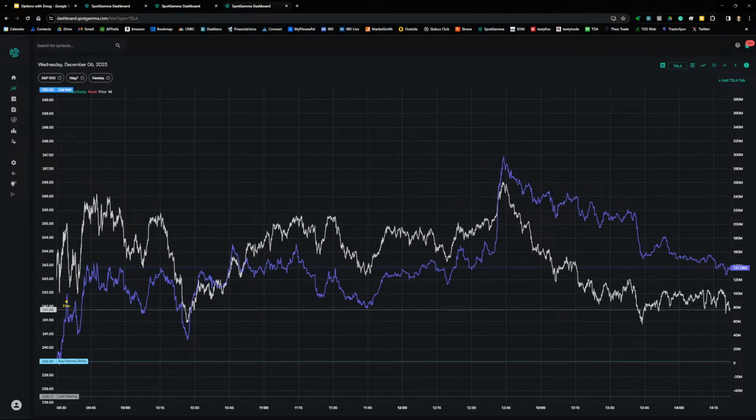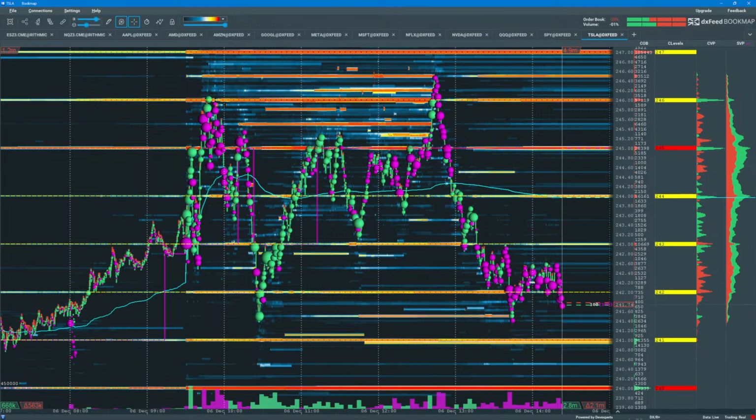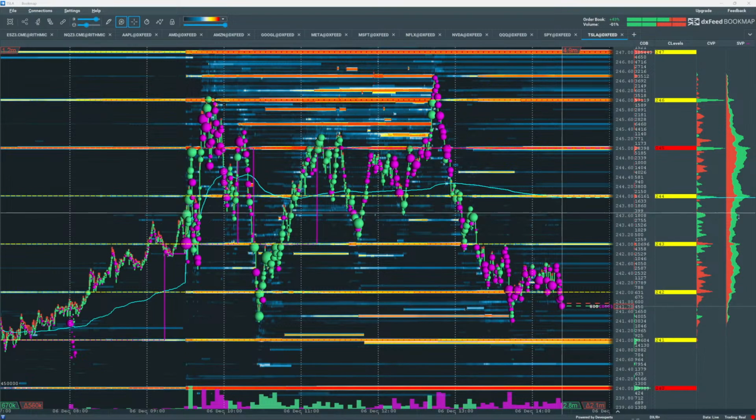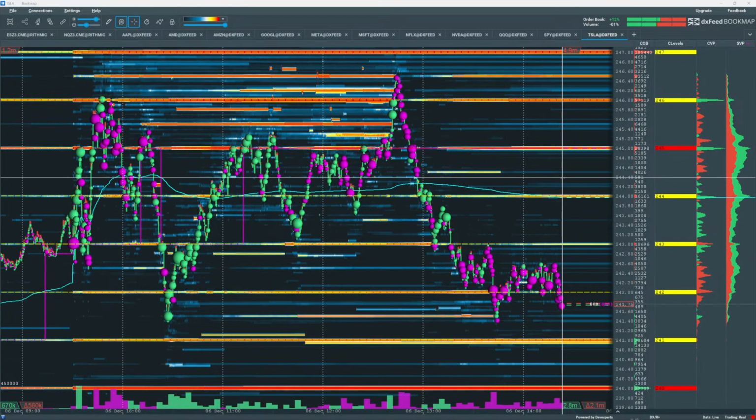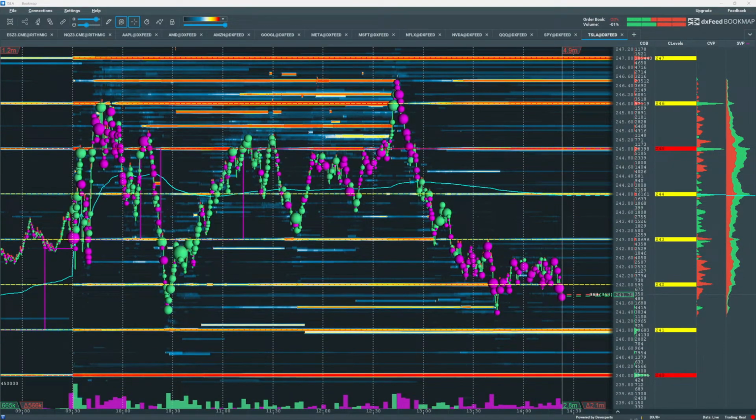Let's go take a look at Bookmap. And here is where, actually let me zoom in just a little bit. Here's that sharp reversal at 12:45. So you can see at the same time as traders started taking negative delta positions, selling calls and buying puts, aggressive sellers came in and started moving Tesla lower.